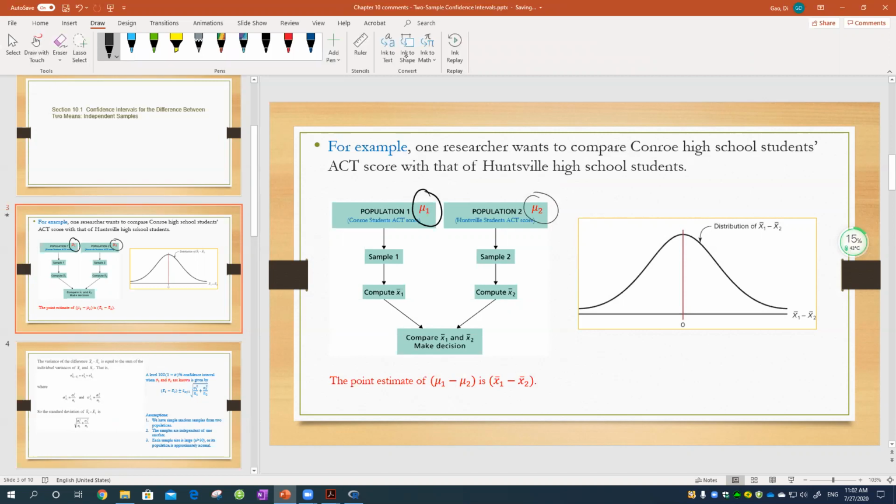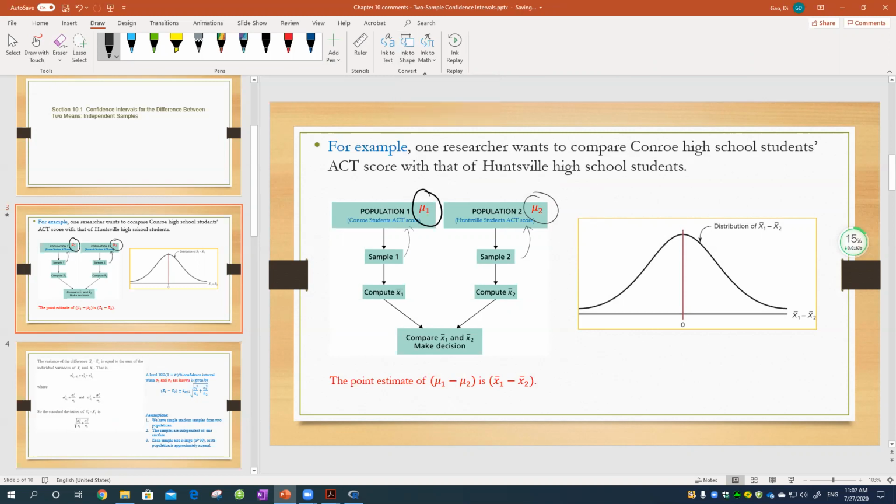mean of that population. So to estimate the means, we need to collect samples. So we have sample 1 from this population, and another sample, we call it sample 2, from this population. So we can compute x1 bar and x2 bar separately for each population.